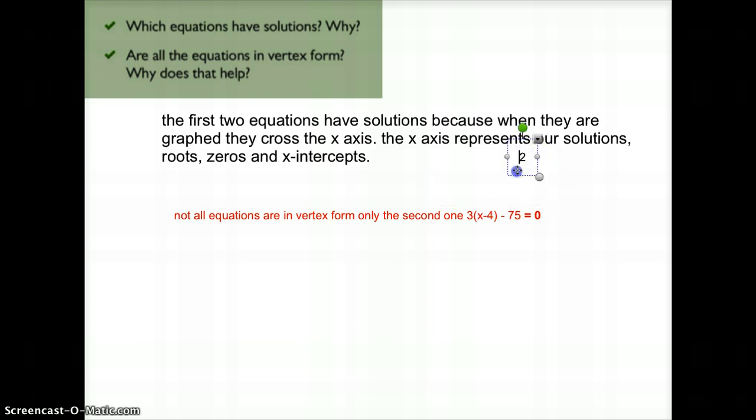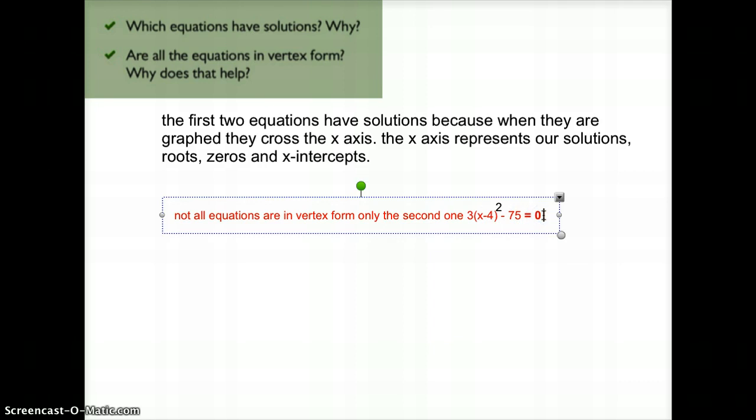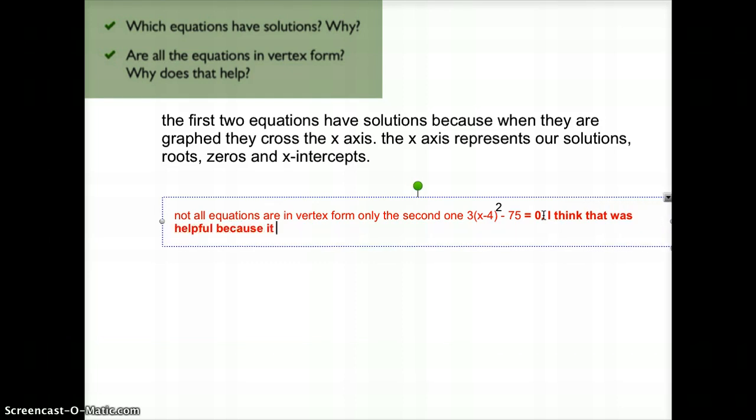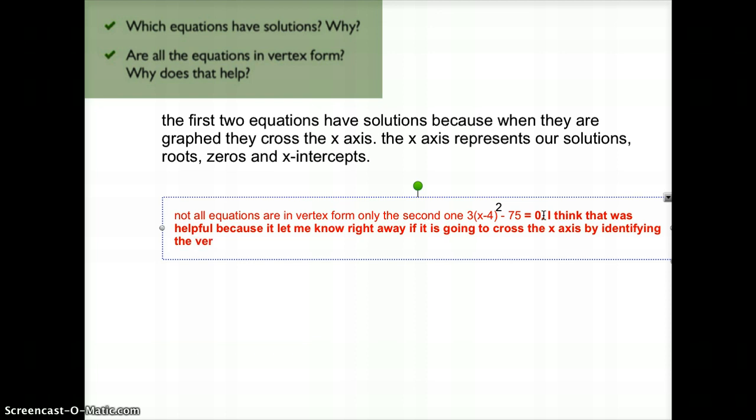This one should be our square. There you go. That was the only one in vertex form. And I think that was helpful. Not everyone's going to think this is helpful, but I think that was helpful because it let me know right away if it is going to cross the x-axis by identifying the vertex.